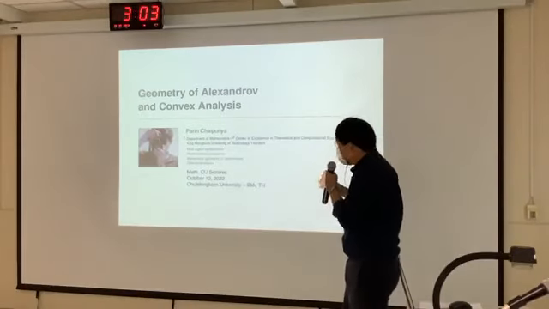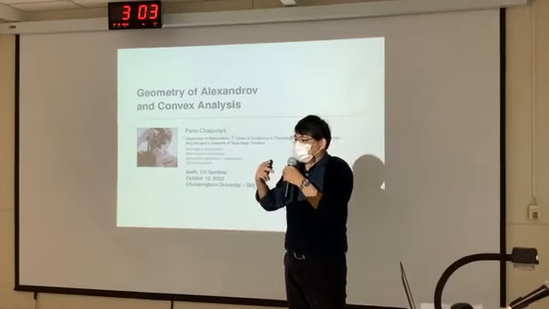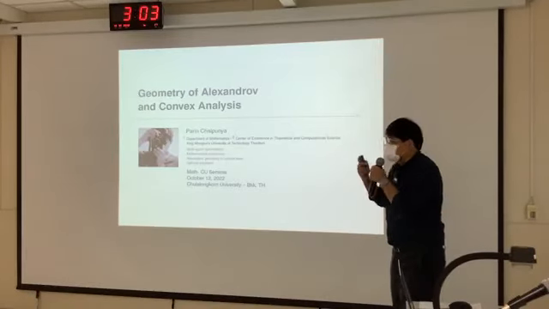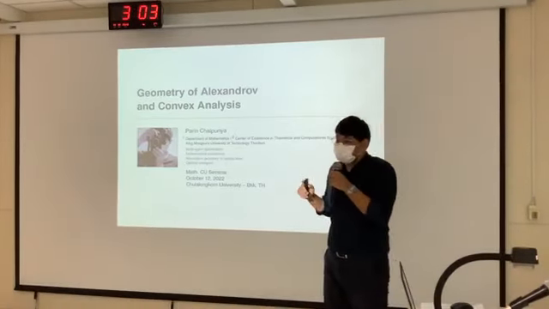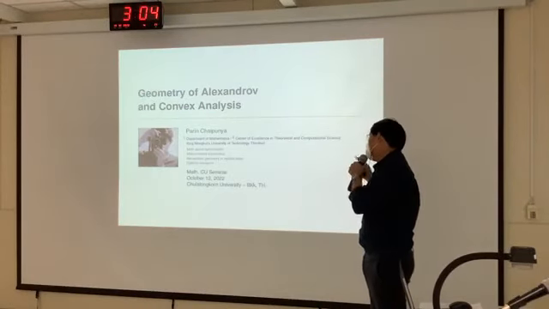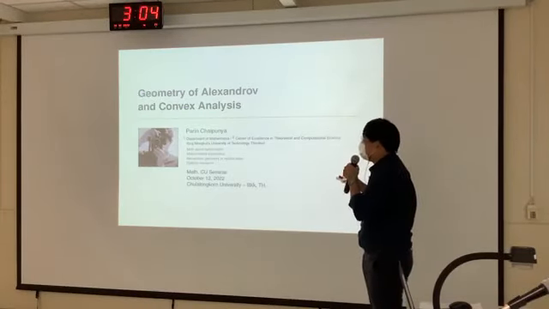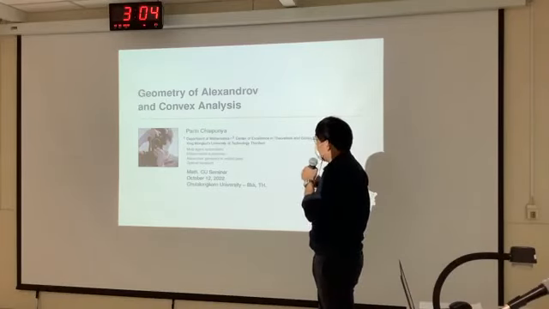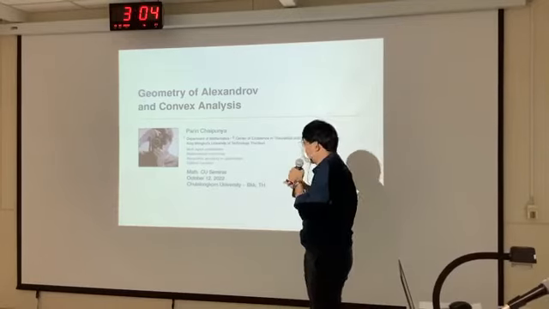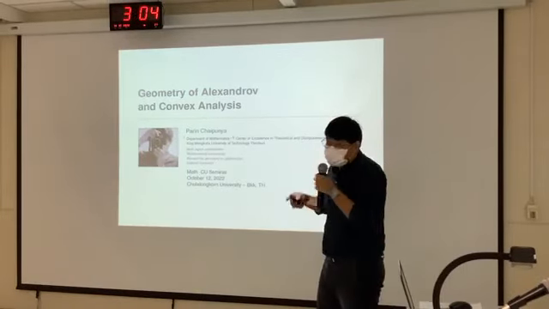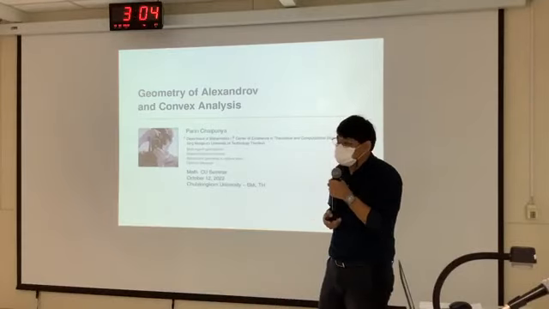So the title of today is a mixture. One area is the geometry of Alexandrov, which is kind of non-Euclidean, but not only that, it is non-Riemannian also. It's a non-smooth generalization of a Riemannian manifold, and we also apply this knowledge to see what we can do with convex analysis, which is a foundation to convex optimization, especially for today.